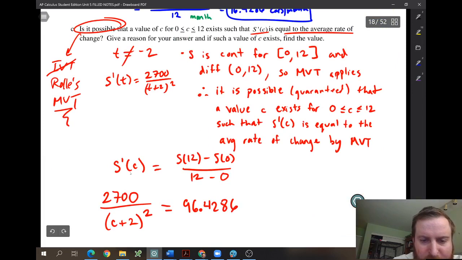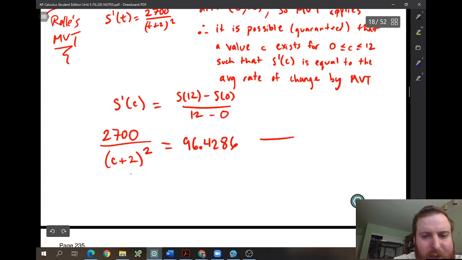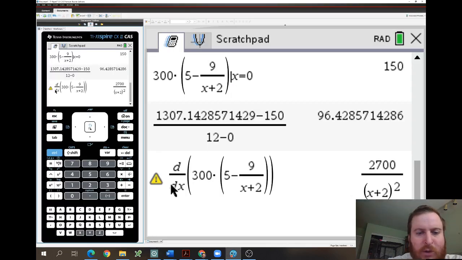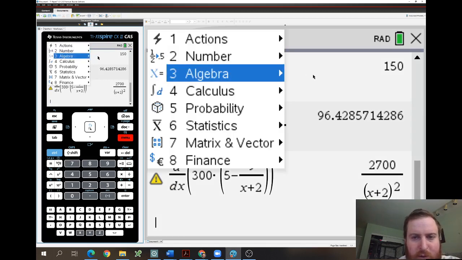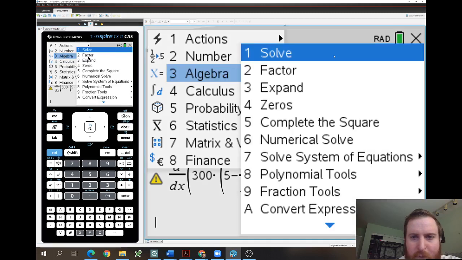And this, you need to write this step down. Like this needs to be written down. So you need to write that. But you don't have to show any work because you have your calculator. So on your calculator, then you just solve it. So how do we solve it? We use our solve button. So we're going to go to menu, algebra, solve.